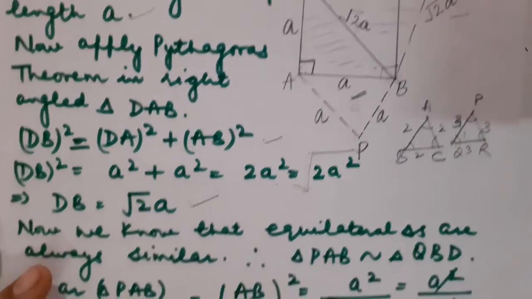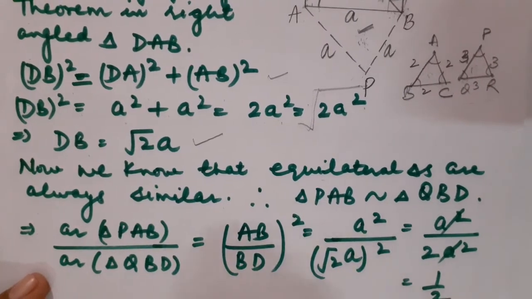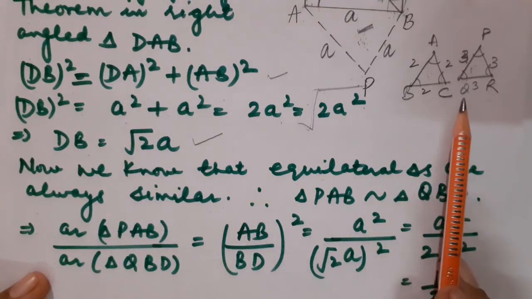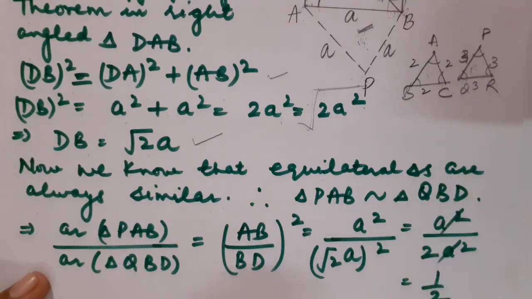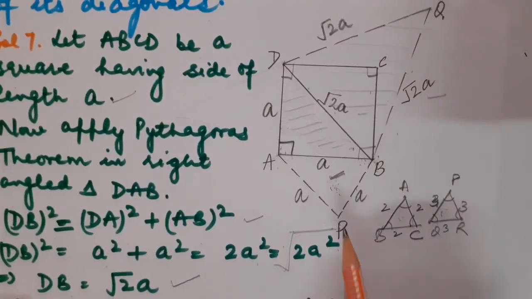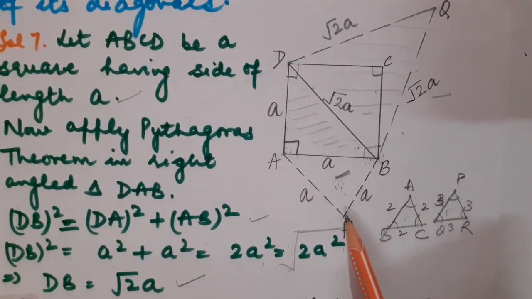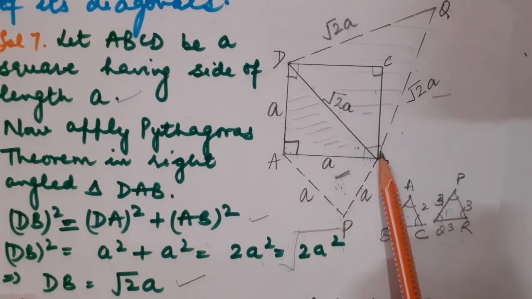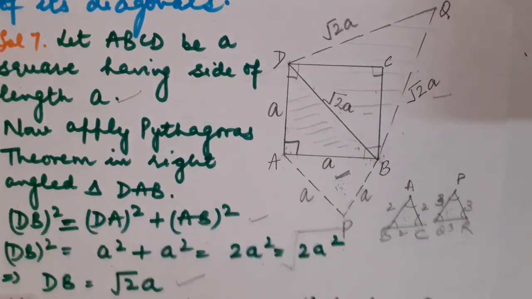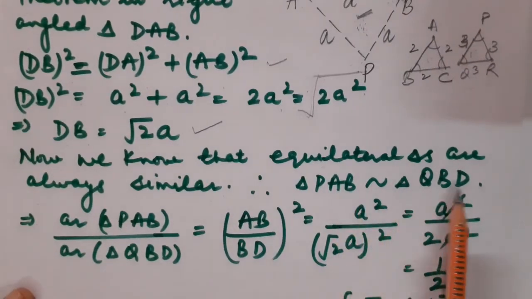Of course. This is actually a fact. We know that equilateral triangles are similar. There is no need to prove. Only for my explanation I have included it. Okay. Now which one were the two equilateral triangles? That is triangle PAB must be similar to triangle QBD. Here I have written. Okay.